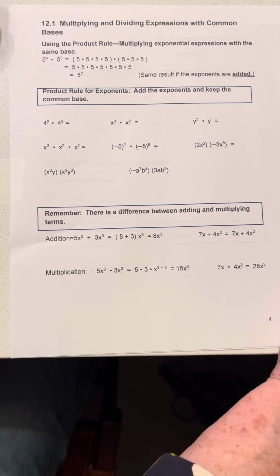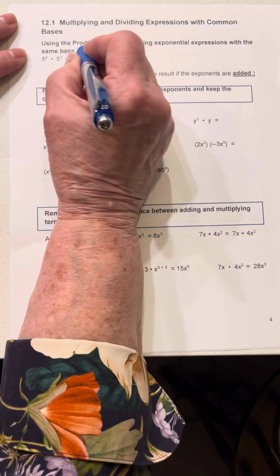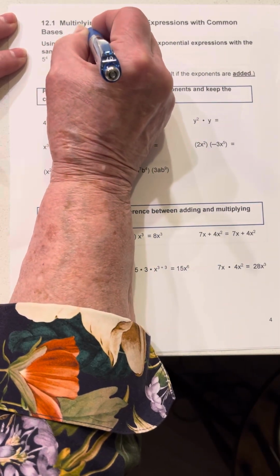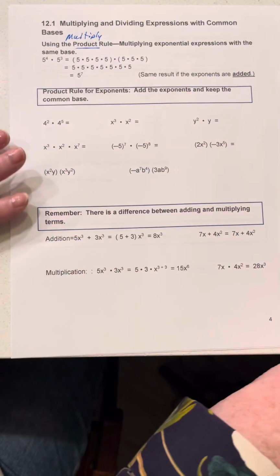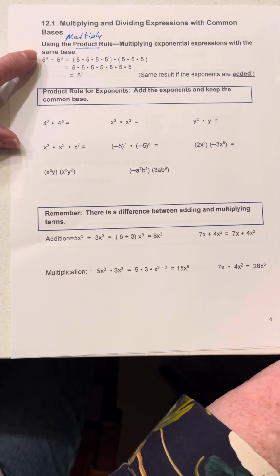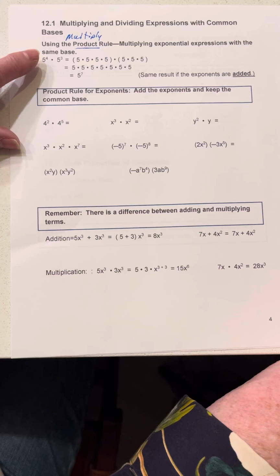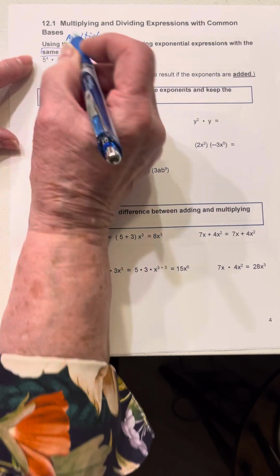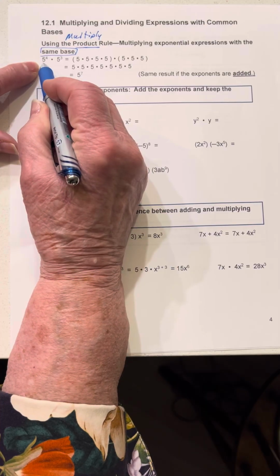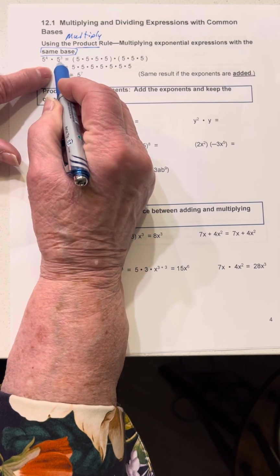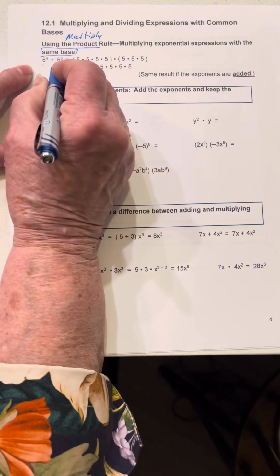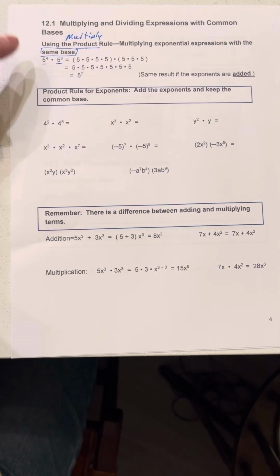The first thing that we're going to look at is products. This means when we multiply. If we're multiplying exponential expressions with the same base, so if we're talking about 5 to the fourth power times 5 to the third power, we have the same base. 5 is the base.